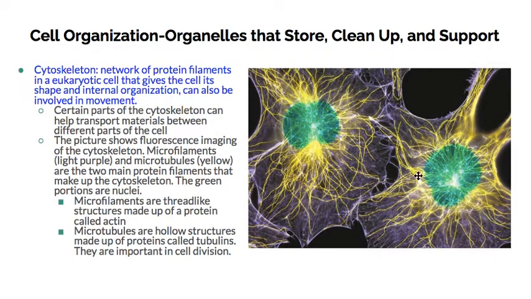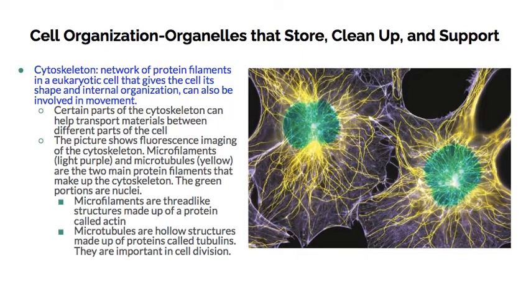And then here we have a fluorescence imaging of the cytoskeleton. So the microfilaments are all this light purple area. And then we also have microtubules, which are this yellow area. And those are the main two protein filaments that make up the cytoskeleton. These green portions are the nuclei. Microfilaments are thread-like structures that are made up of proteins called actin. Microtubules are hollow structures made up of proteins called tubulins, and they are important in cell division.